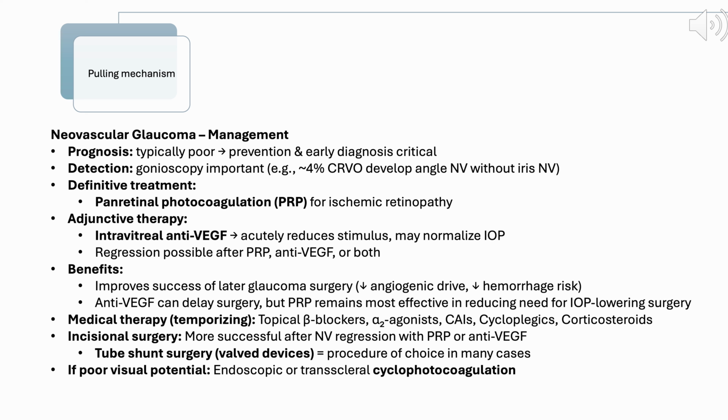For surgical management, tube shunt surgery with valve devices is the preferred approach in many cases, especially once regression has been achieved with PRP or anti-VEGF. If visual potential is poor, CPC, either endoscopic or transscleral, can be considered as a palliative option.